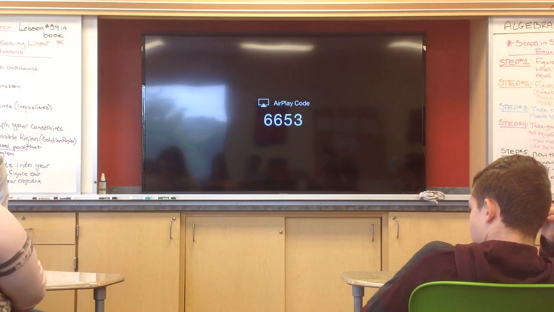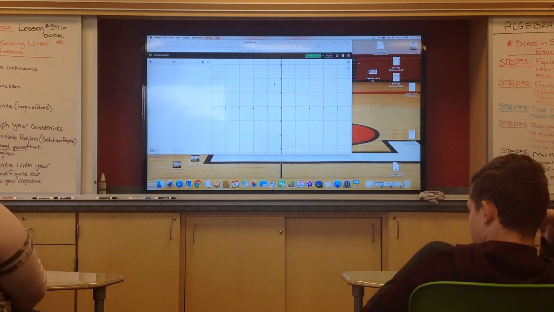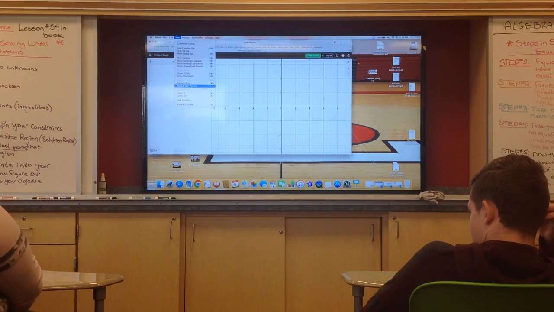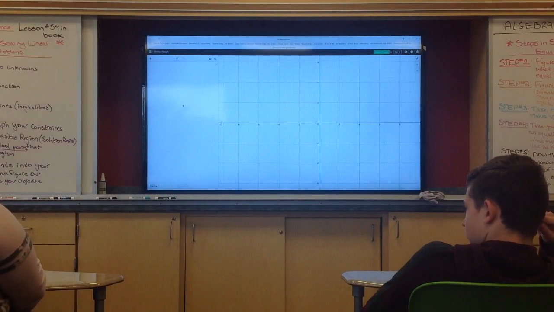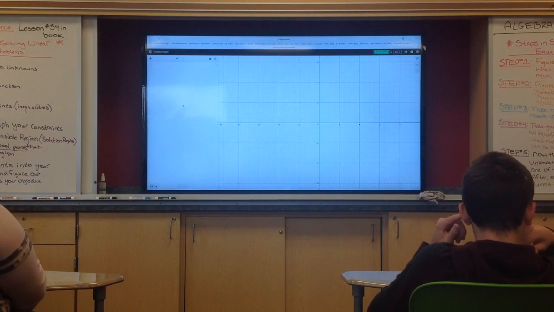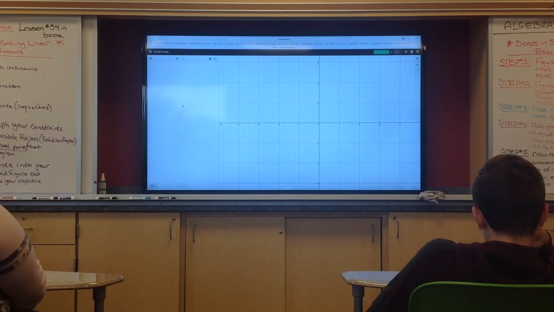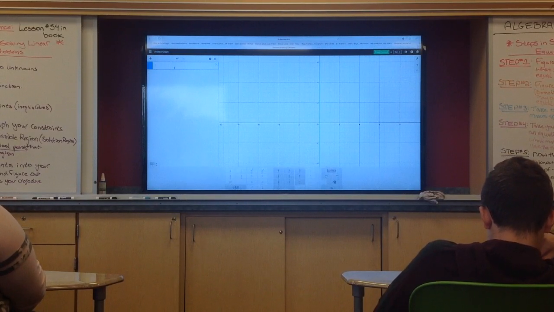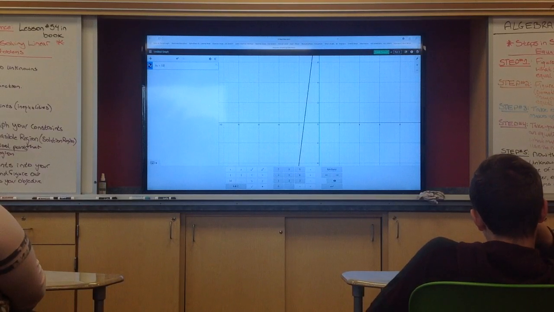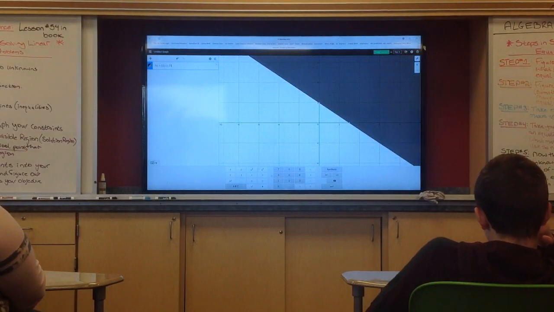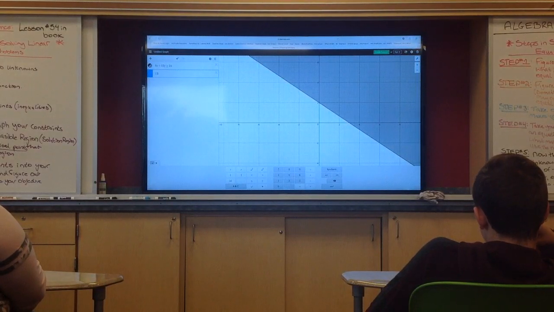And we'll go through trying to find the feasible region, or the solution region, to this particular application problem. So now, alright, we type in our inequalities. We have 8x plus 12y greater than or equal to 24. We have 12x plus 12y greater than or equal to 36.